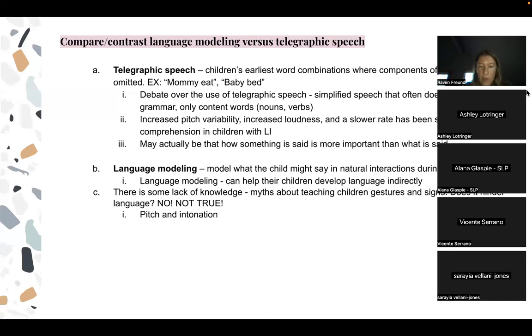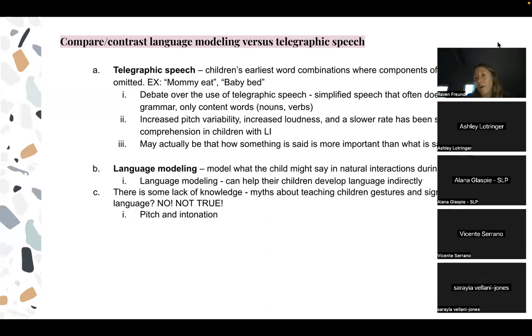And then language modeling. I feel like this is a pretty easy one. Model what the child might say in natural interactions. So if you're with a child and you are trying to get them to greet people, then you would just model that greeting, like, oh, hi, mama, mama's home now. Hi, mama. And you're modeling what you want them to say. I feel like modeling is such an important thing, and you guys will learn a ton more about that.